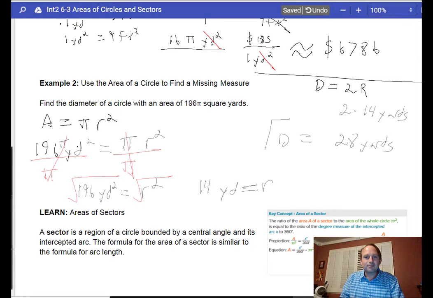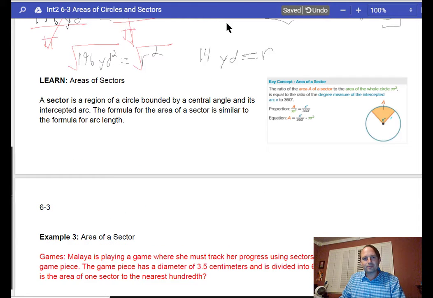All right, well, let's go on. So we have this final thing right here. We're going to learn about the area of sectors. So we have 2 examples up to this.